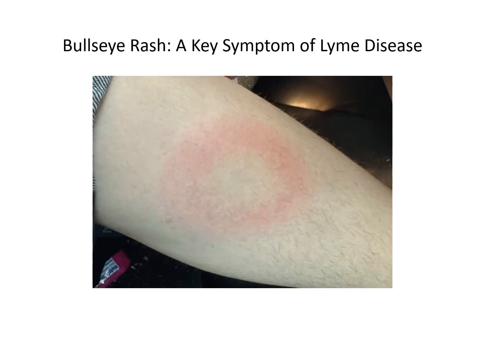Fortunately, it's often easy to catch early, if you know what to look for. One of the most recognizable early symptoms is a bullseye-shaped rash, though it doesn't appear in every case. Recognizing this early sign can make a big difference in timely diagnosis and treatment.